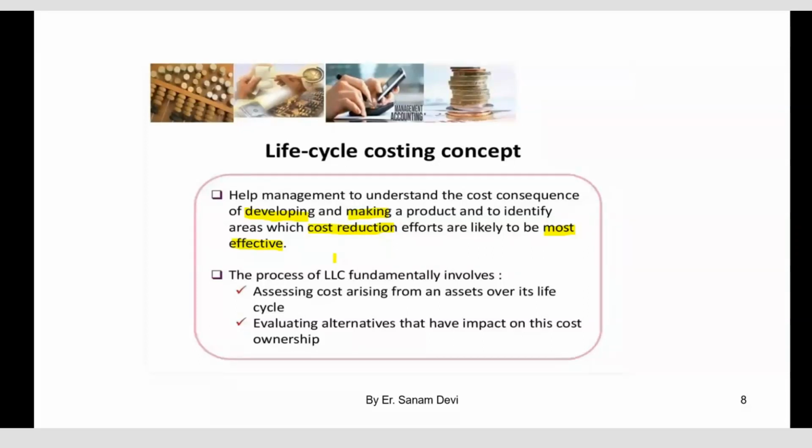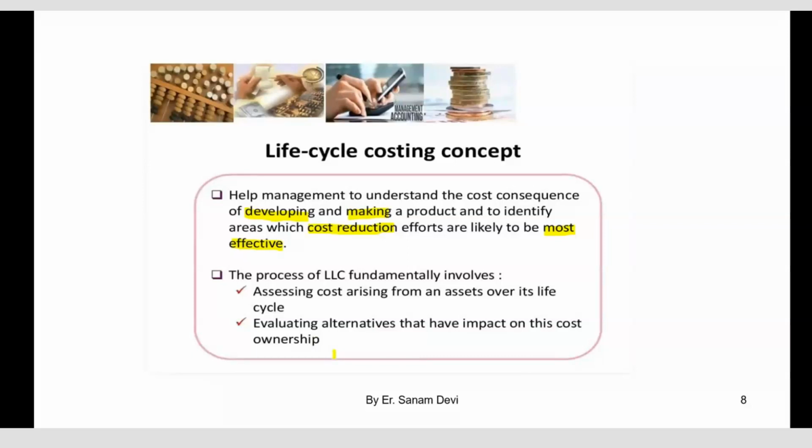Here two main points are there. The process of life cycle costing fundamentally involves assessing costs arising from an asset over its life cycle, first one. Second one is developing alternatives that have an impact on cost of ownership.